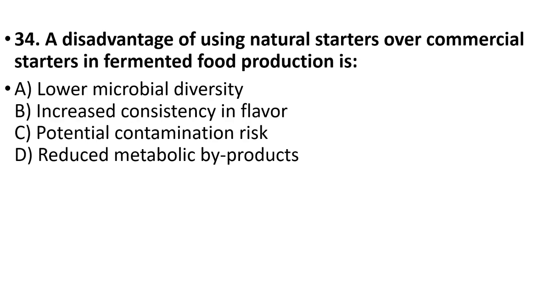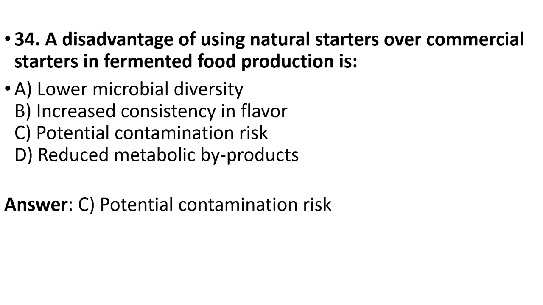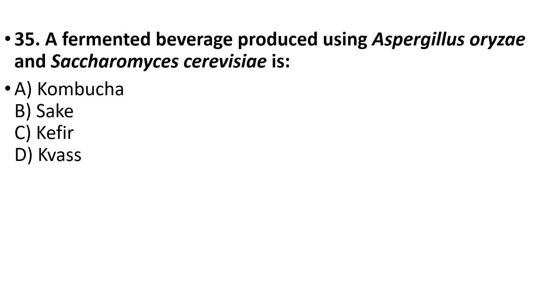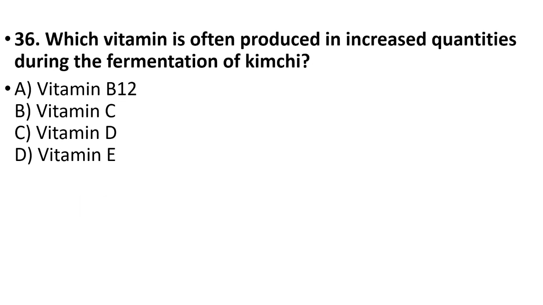34. A disadvantage of using natural starters over commercial starters in fermented food production is lower microbial diversity, increased consistency in flavor, potential contamination risk, reduced metabolic byproducts. Your answer is option C, potential contamination risk. 35. A fermented beverage produced using Aspergillus oryzae and Saccharomyces cerevisiae is kombucha, sake, kefir, kvass. Your answer is option B, sake.